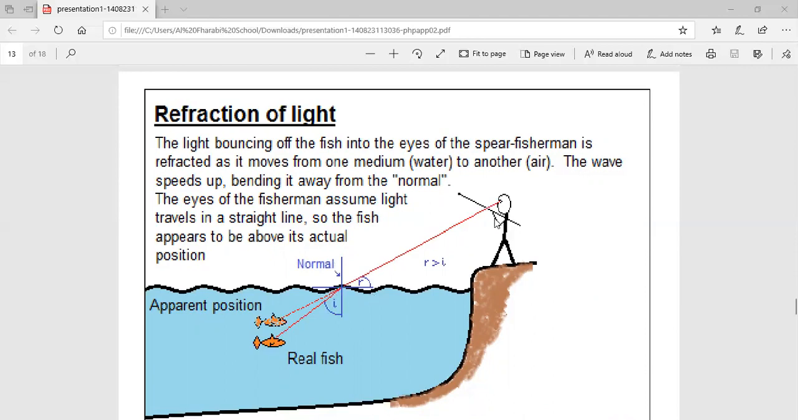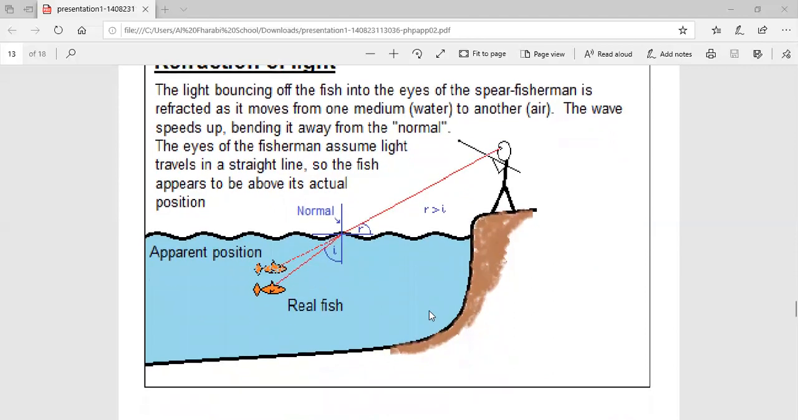So where does the fisherman see the fish? He sees it here. This is the apparent position, but it's not real. This is what we're going to see, but the real position is here. See, this is the real position, and that one is the apparent position. Okay. So the light bouncing off the fish into the eyes of the spear fisherman is refracted as it moves from one medium to another. The wave speeds up, bending away from the normal, and the eyes of the fisherman assume light travels in a straight line, so the fish appears to be above its actual position.